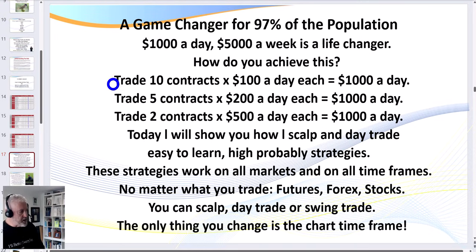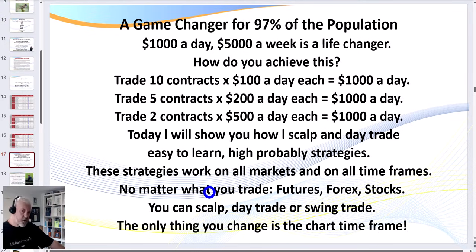You'll see that mostly I'm looking for that $200 to $500 a day per contract traded. Most days now I'm after $2,000 however a day. However, you can get there over time.